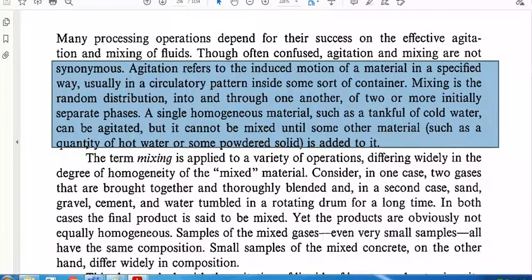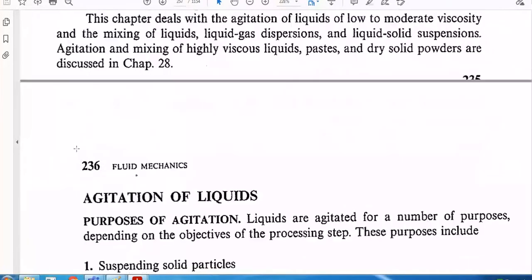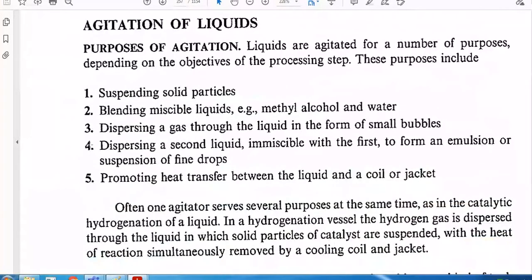A single homogeneous material such as a tank full of cold water can be agitated, but it cannot be mixed until some other material is added. So when we say mixing, we should have one more component in it. That's the meaning. So these are two bit questions: agitation and mixing. Then let us go for the next important concept.